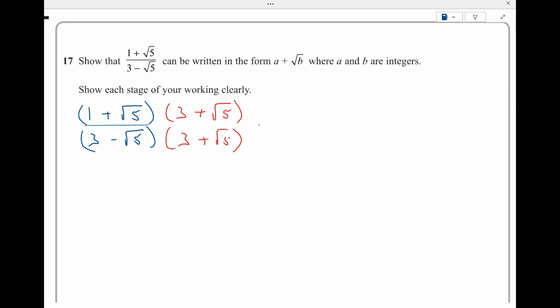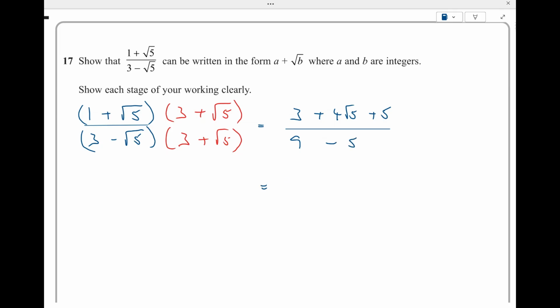Let's just work out what the top will be here. So 1 times 3, then I'm going to get 3 root 5s and another root 5. And then root 5 times root 5 is just 5. And what about the bottom? I'm going to have 3 times 3 is 9. Then I'm going to have plus 3 root 5, minus 3 root 5, so they're going to go. Then I'm going to have minus root 5 times root 5, well, that's just minus 5.